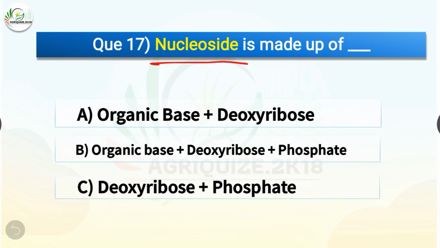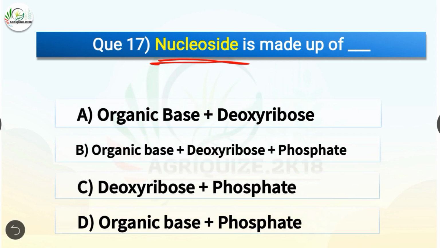Question number 17. Nucleoside is made up of dash. The options are organic base plus deoxyribose, organic base plus deoxyribose plus phosphate, deoxyribose plus phosphate or organic base plus phosphate. The correct answer is option A, organic base plus deoxyribose. So nucleoside is made up of organic base plus deoxyribose. A nucleoside consists simply of a nucleobase, also termed as nitrogenous base, and a 5-carbon sugar, ribose or deoxyribose.